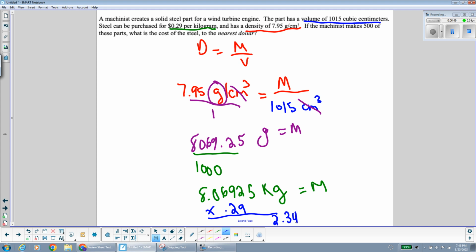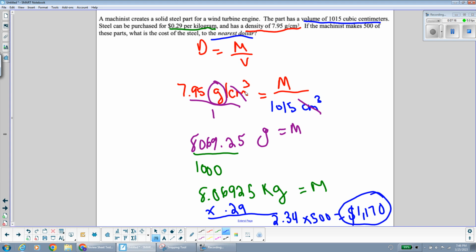I got 2.34 approximately. And it does say that we're making 500 of these parts, so we are going to multiply by 500. So if I multiply by 500 on my calculator, my answer is a cost to the nearest dollar, so that's the nearest whole dollar with no cents. I got approximately $1,170.